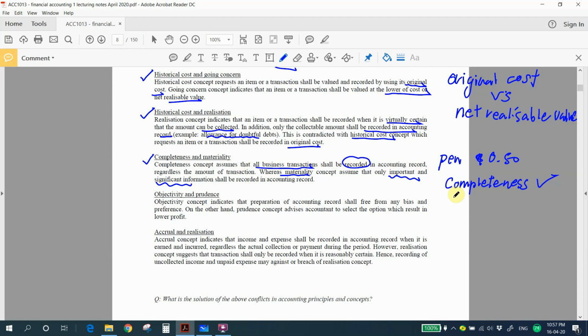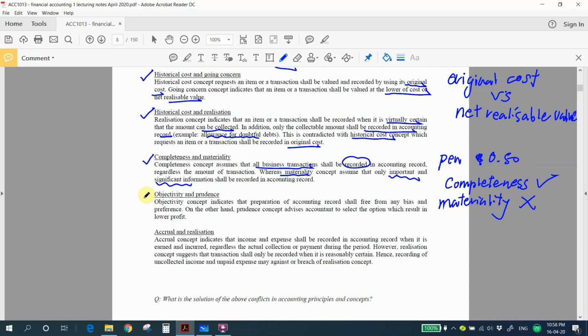However, according to the materiality concept, it says that I only need to record important or significant transactions. Do you think that 5 cents is very important for a business? Let's say your business is very big. No, right? So these accounting concepts and principles are contradicting each other. Completeness says yes, but materiality says no.